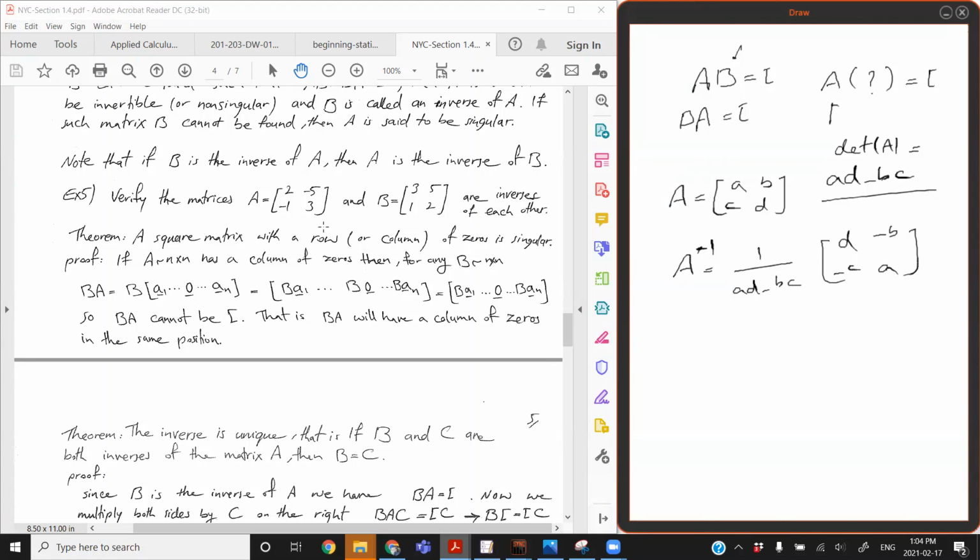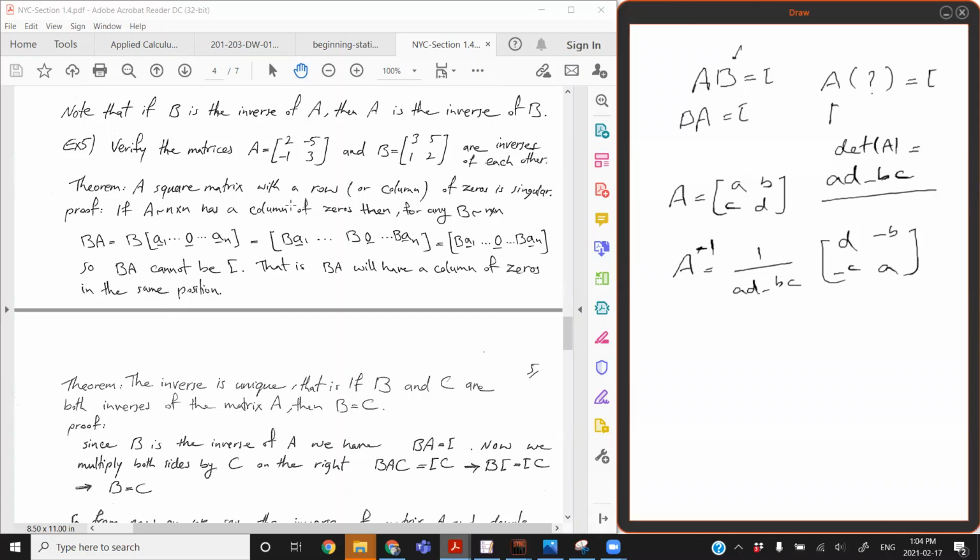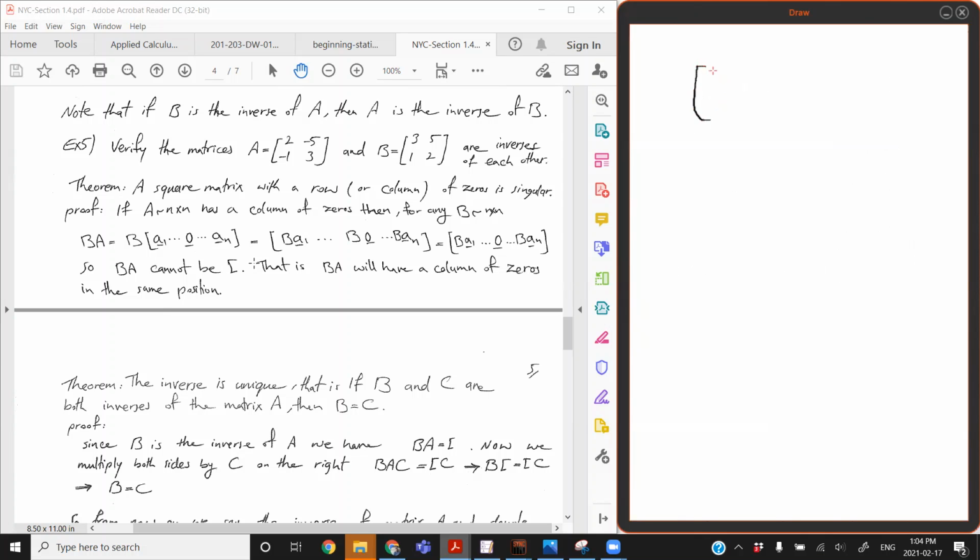Okay. So the next theorem is: a square matrix with a row or column of zeros is singular. So if I give you a matrix that has a row of zeros, so for example, you have 2, -1, 3, 0, 0, 0, 4, 1, 5, something like that. The fact that it has a row of zeros, or in case you have a matrix with a column of zeros, will make this matrix singular.